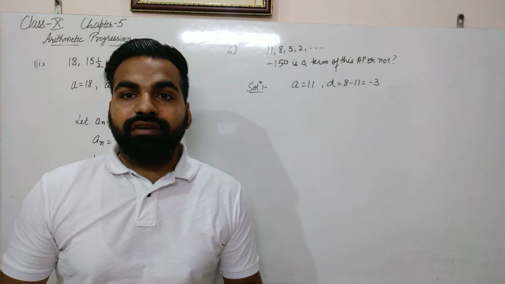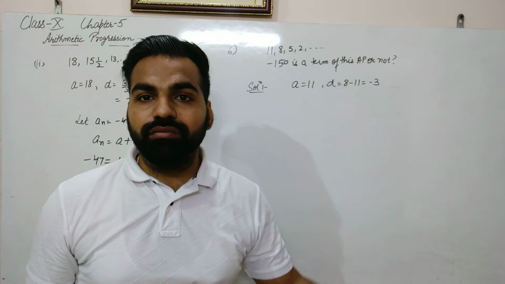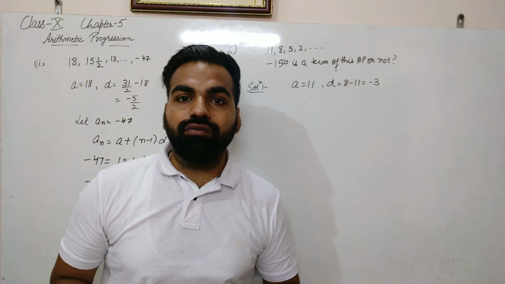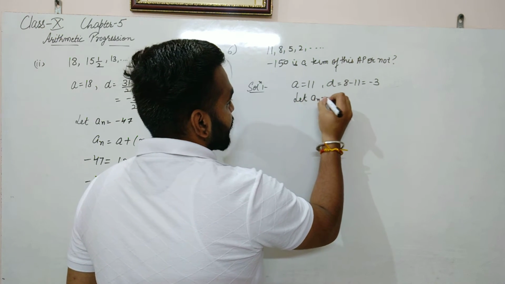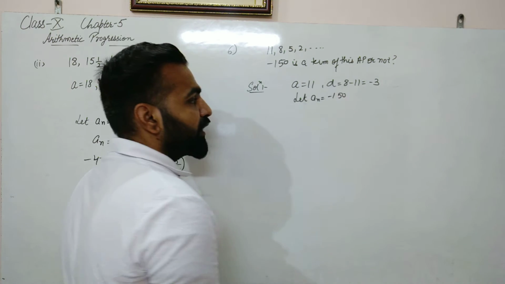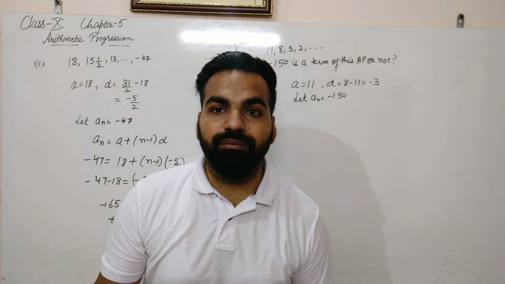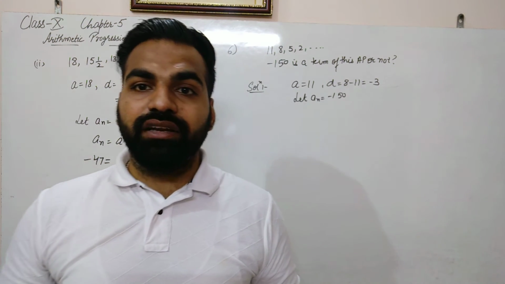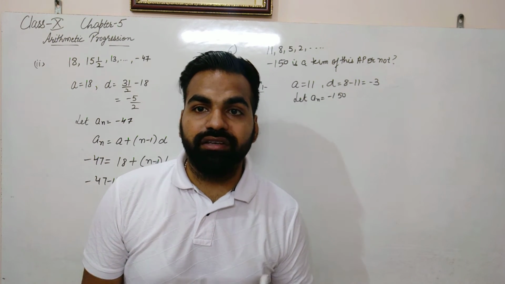So we have to check whether -150 will come in this AP or not. For now we assume that it is a term of this AP, and the nth term of the AP is -150. Let An be equal to -150. We know that the number of terms is always a natural number. Number of terms cannot be 0, cannot be a fraction, and cannot be negative. So n should be a natural number.